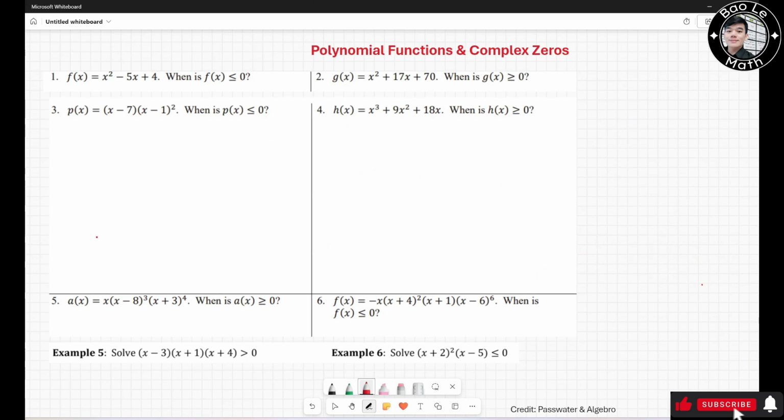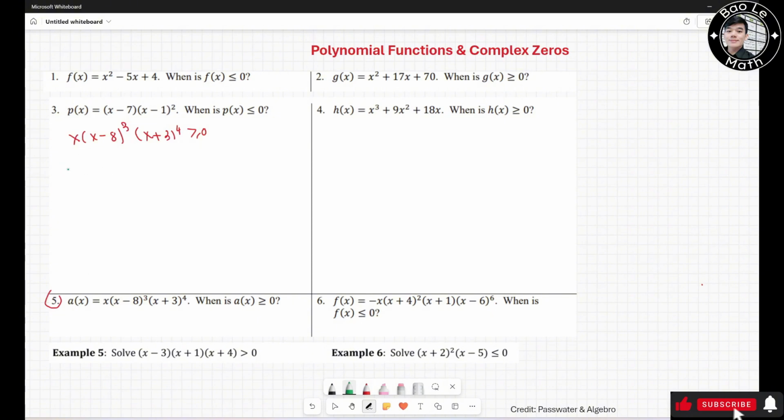Now let's move on to question 5 right here. So we need to solve for a of s greater than or equal to 0. So we have s times (s minus 8) to the power of 3 times (s plus 3) to the power of 4 greater than or equal to 0. Alright, so this one already is in factored form, so we don't need to factor anymore, right? We need to find the zeros only, right?